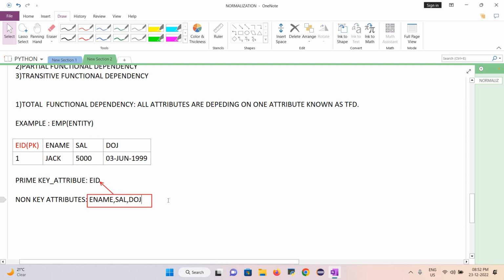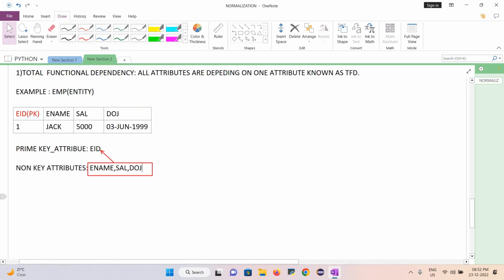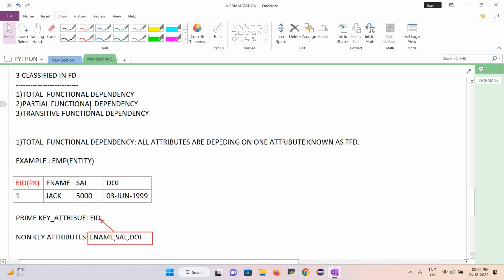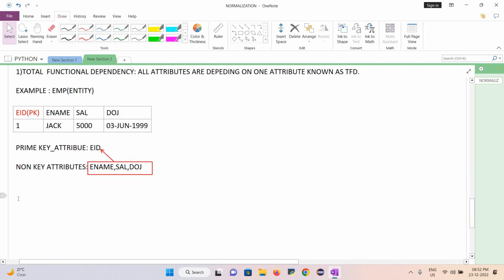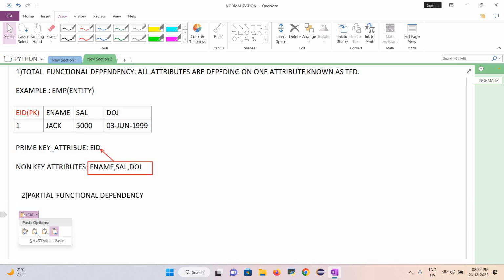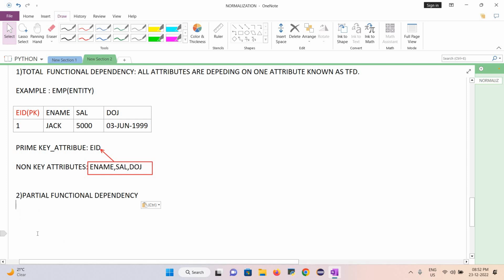All attributes are depending on our main attribute, all non-key attributes especially. Second one, partial functional dependency. What exactly is partial functional dependency? Here partial means there is no single prime key attribute in the table. Multiple prime key attributes might be there, so that is a partial functional dependency.